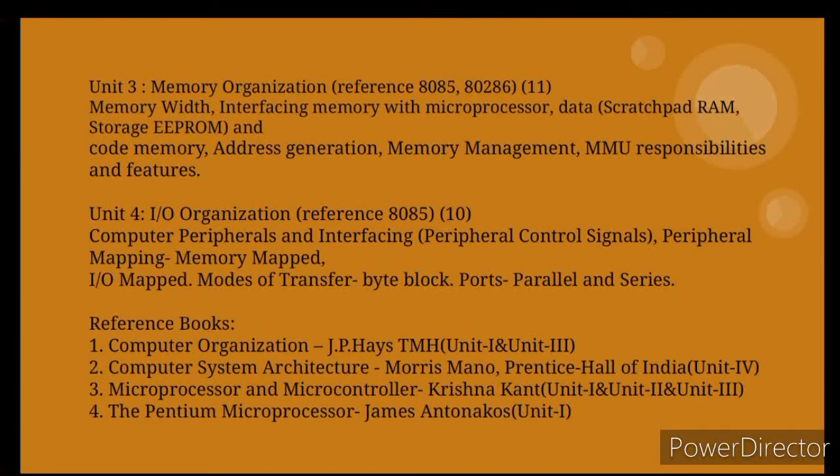Next is Unit 3, memory organization, with reference to the 8085 and 80286 microprocessors. How is memory organized in the computer? Memory requires high speed, large space and low cost. That can be achieved by memory organization in the computer. In memory organization, the first point is memory width, and the second is interfacing memory with the microprocessor. How to connect the memory to the microprocessor is discussed in this point.